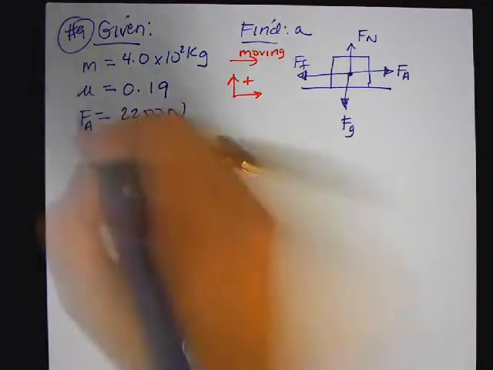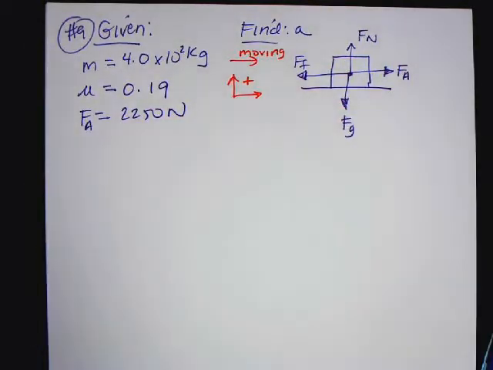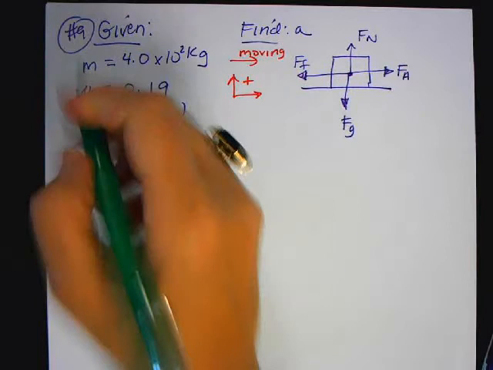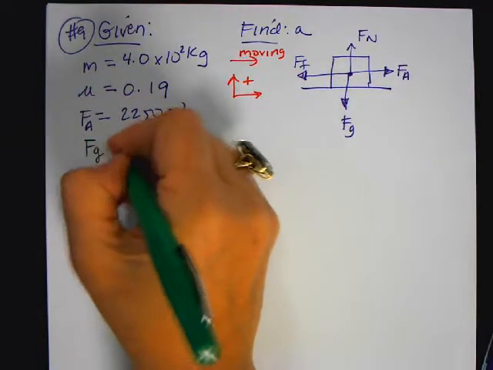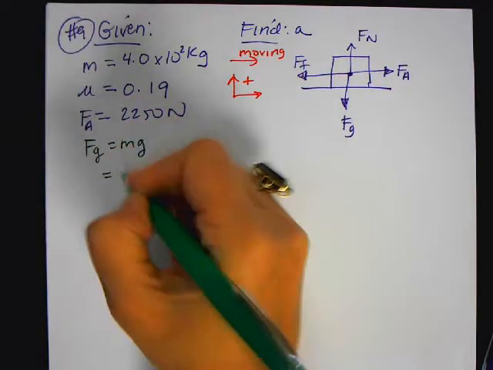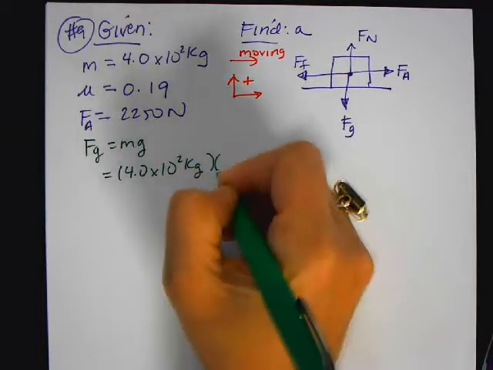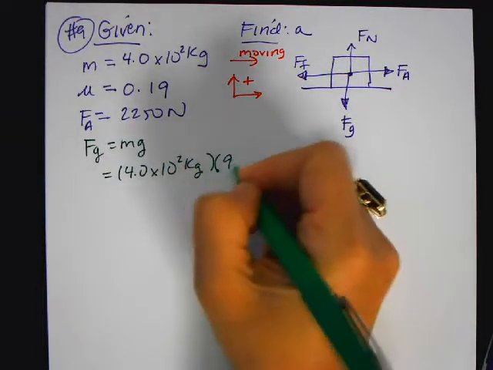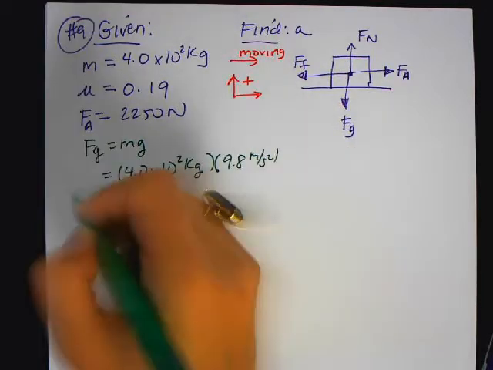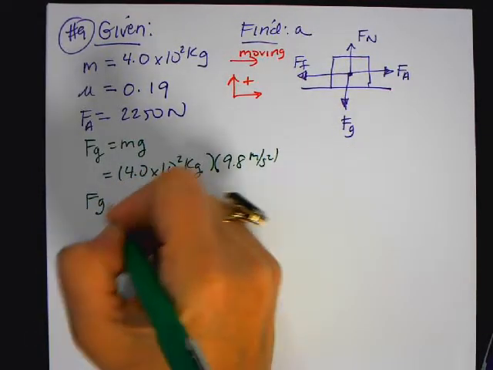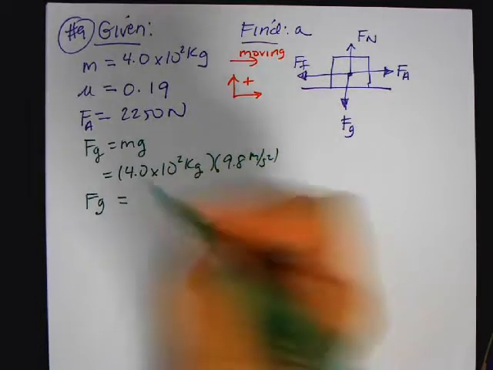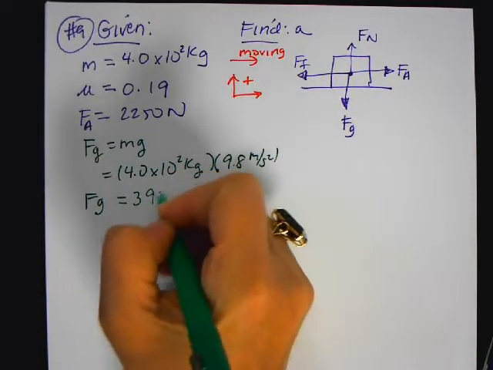They give me the mass, so right off, I'm going to try and find my weight. So F of G is equal to mg, so it's equal to 4.0 times 10 to the 2 kilograms times 9.8 meters per second squared. So F of G ends up coming out to be 3920 newtons.